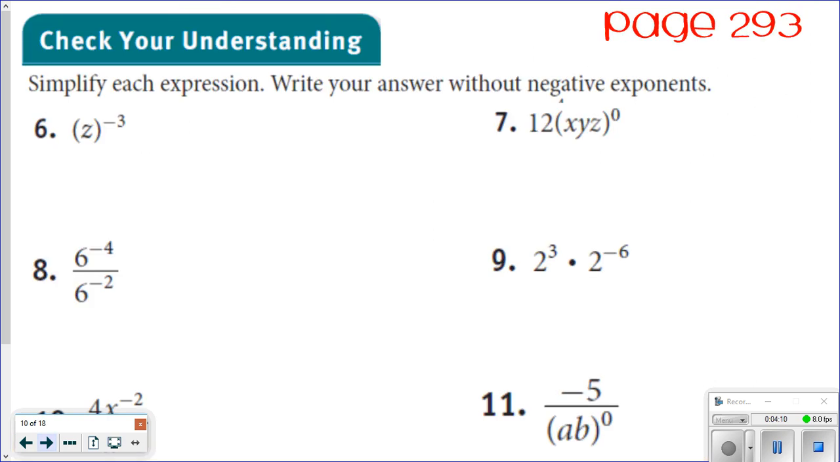Page 293, you're going to see a check your understanding box, questions 6 through 11. And I want you to pause the video and try these questions on your own. Use your graphic organizer to help you.